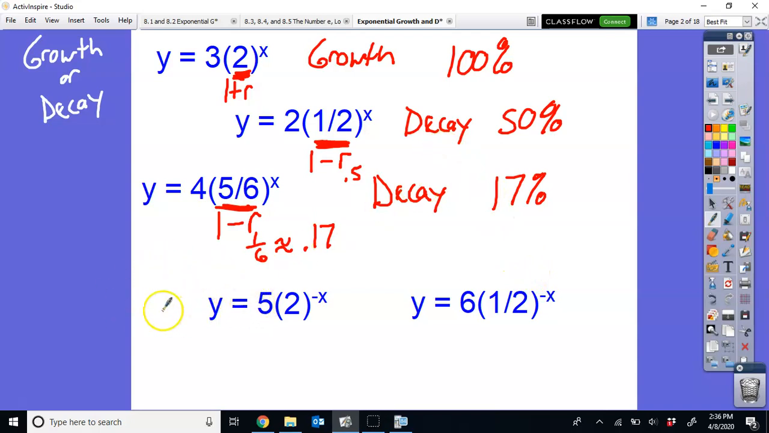Now the two at the bottom I told you are kind of tricky. This negative exponent, you have to remember what a negative exponent does. It's going to take this right here, the 2, and it's going to flip it every single time.